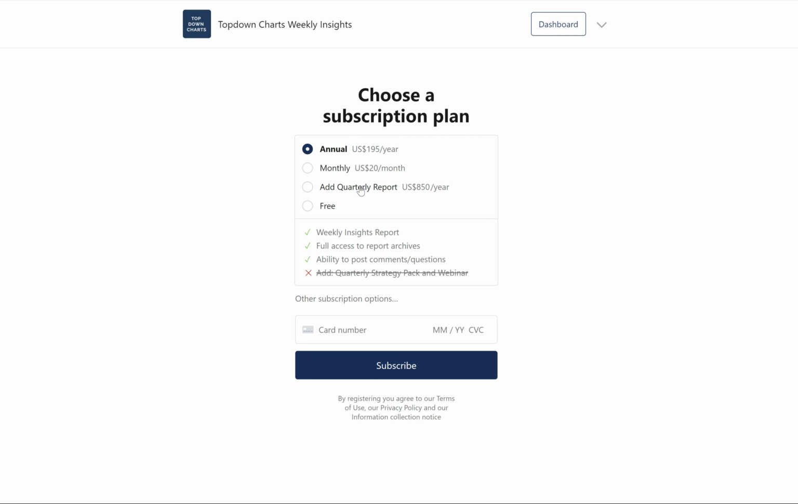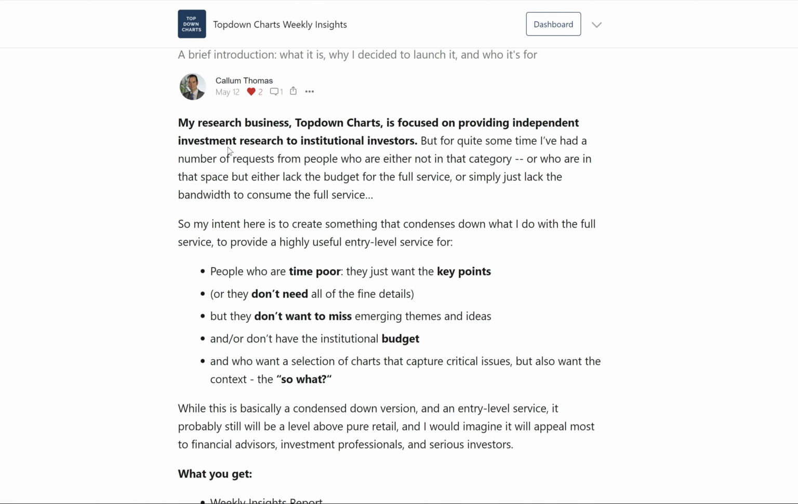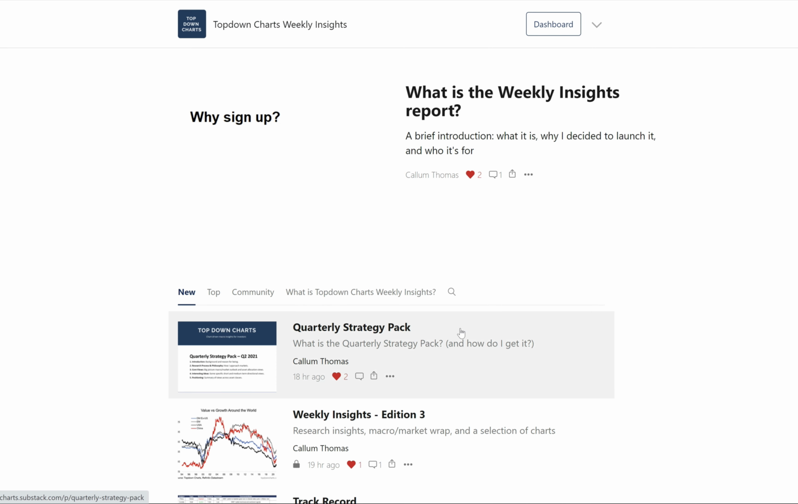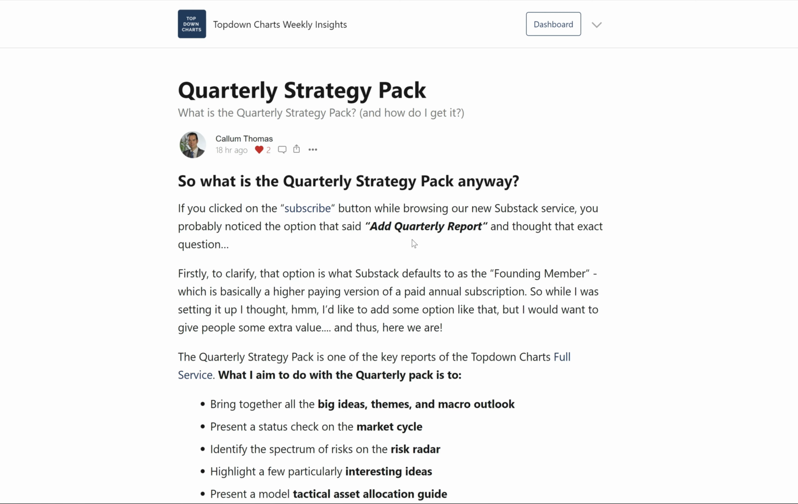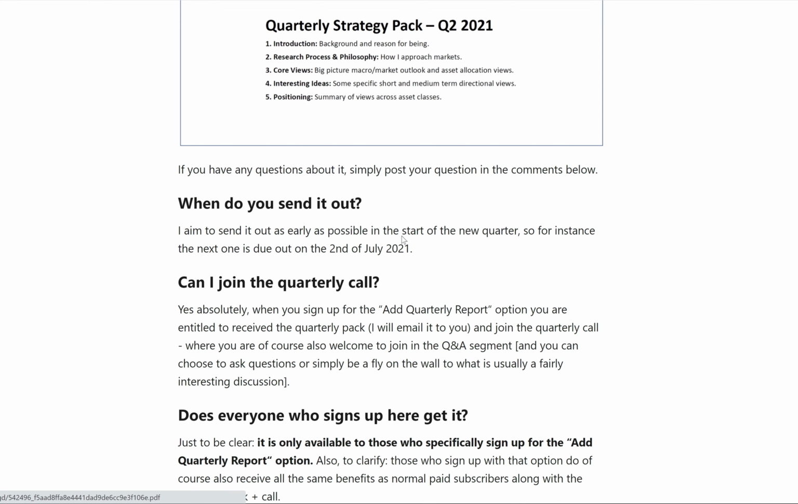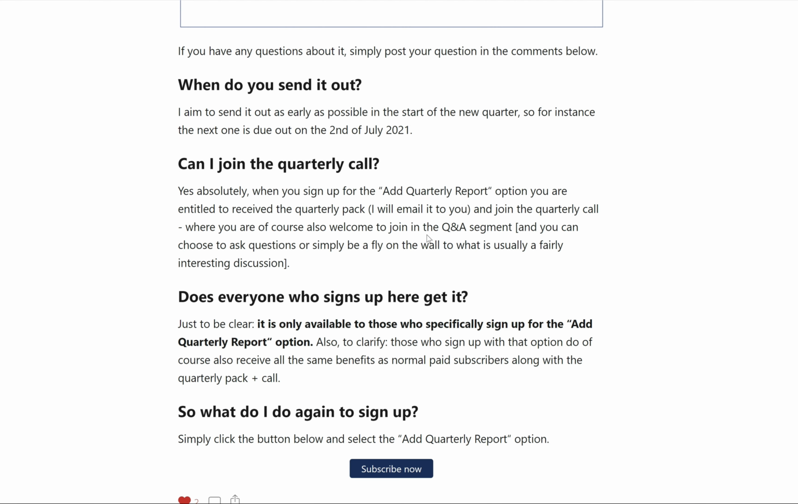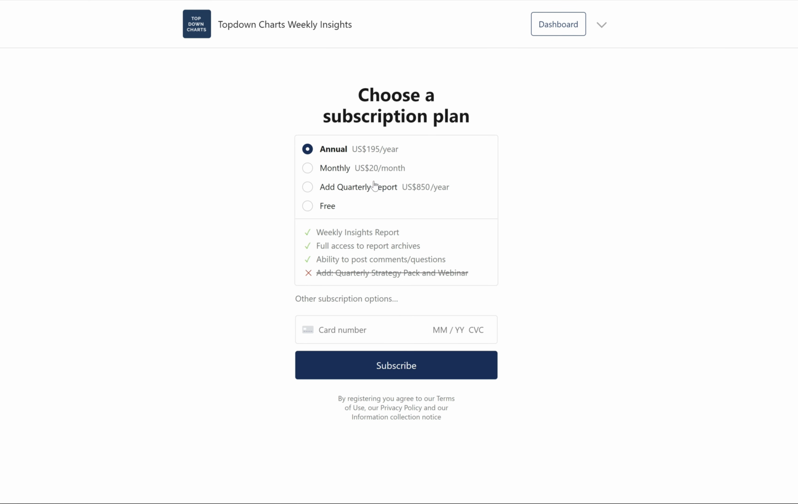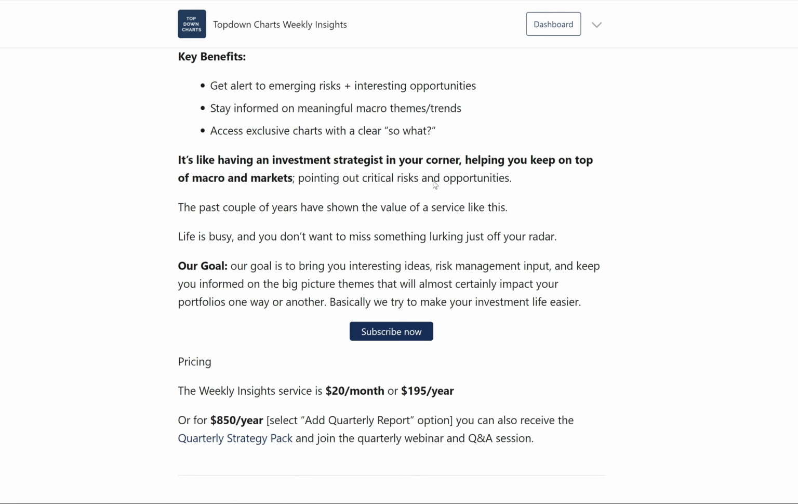And then I've got this option here that says add quarterly report, and that gives you access to the quarterly report. If you want to read more about that, I'll let you read more about it in your own time, but you can click onto this here and it tells you a bit about what's in that. You also get to join the quarterly call. Can be an interesting option, but I'll leave that for you to have a look at. But yeah, in terms of subscription plan, it's either $20 a month or $195 a year. Clearly, you're saving money if you go for the annual option. So, yep, basically pretty straightforward, really.